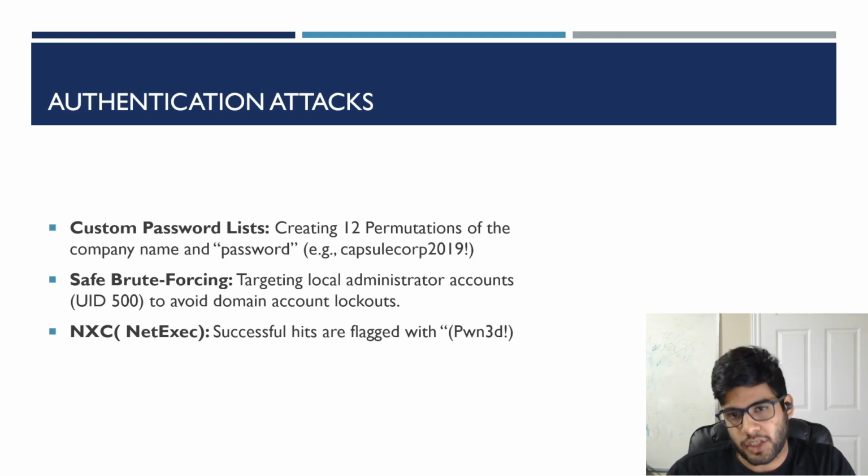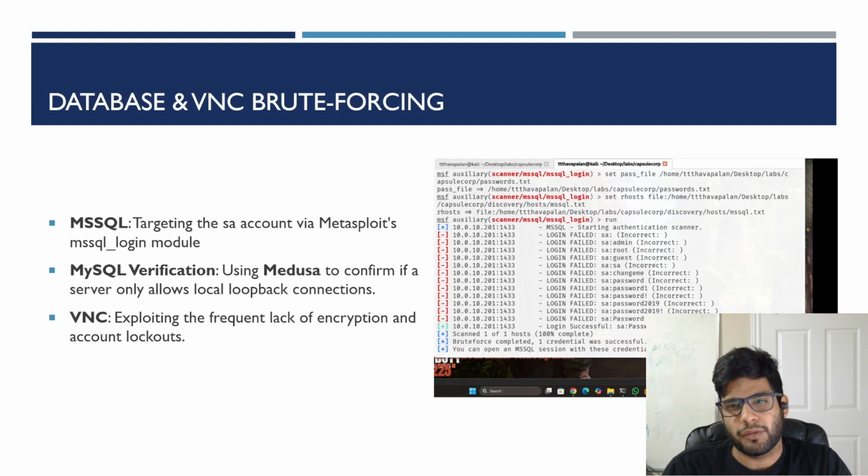So next we tested credentials. I created a custom password list based on the company name, targeting the local administrator account, which doesn't lock out. And we had like 16 different password combinations with Capsule Corp, which is the domain name. We then applied this to the MySQL database, where we specify the username. Yes, we specify the username for Metasploit, and we tried to check the password. So Metasploit was able to get the password as password.1, as you see on the screenshot on the right side.